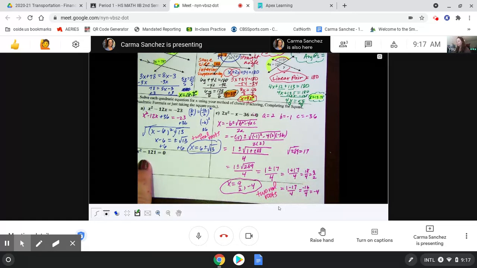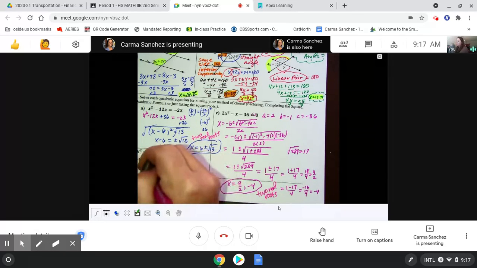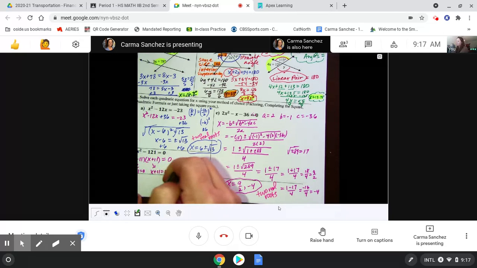What about this guy? There's a couple ways you could solve this. First way might be that you see the factors, x minus 11, x plus 11, because it's the difference of two squares. So we set each equal to 0 to solve. So x equals 11 and x equals negative 11. Those are my two real roots.